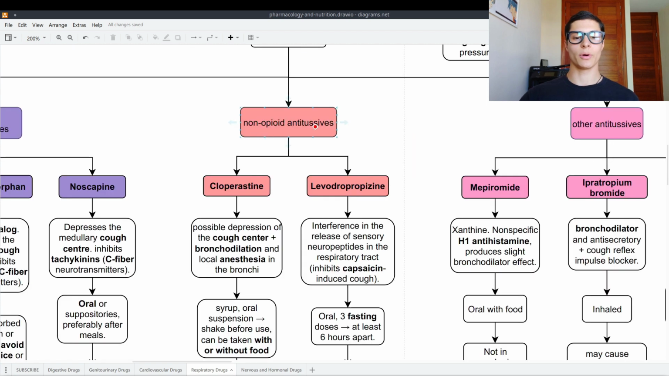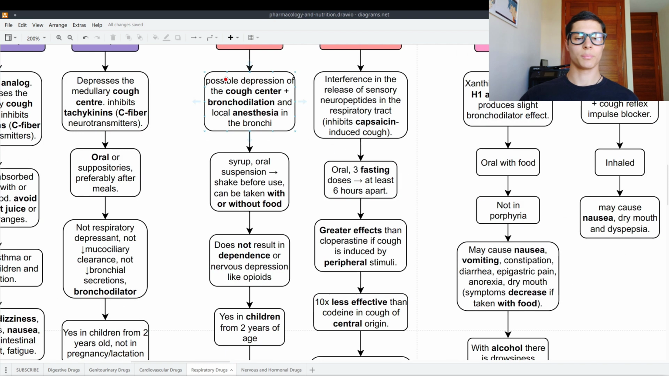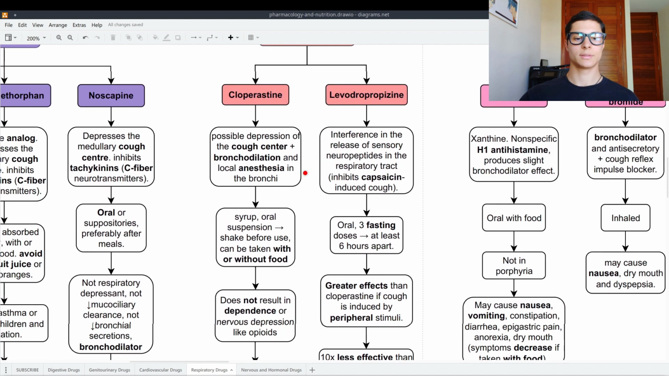Then we have the non-opioid antitussives, clobutinol and levodropropizine. The clobutinol is a possible depression of the cough center plus a bronchodilation and a local anesthesia in the bronchi. It says possible because they don't know exactly what is the mechanism of action. They suggest that it can be this one.